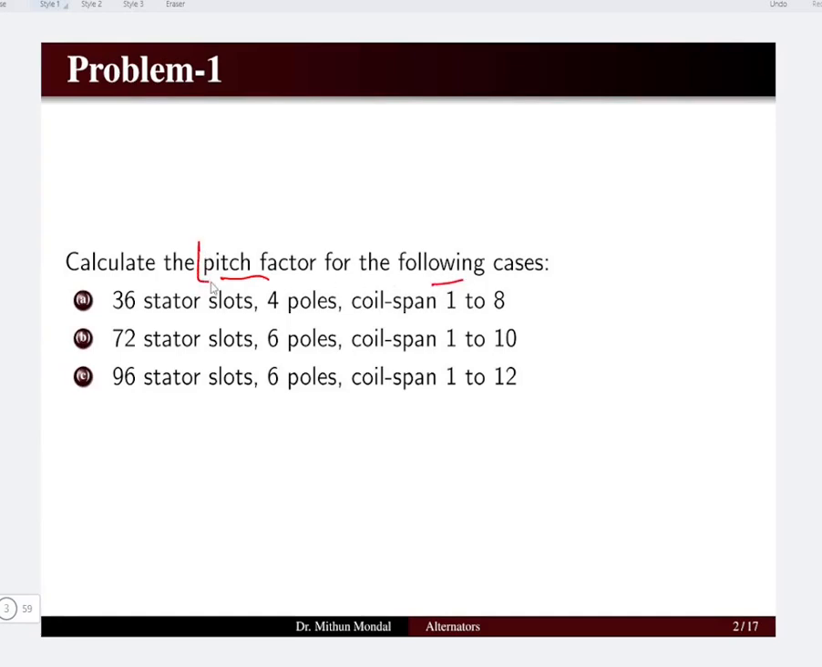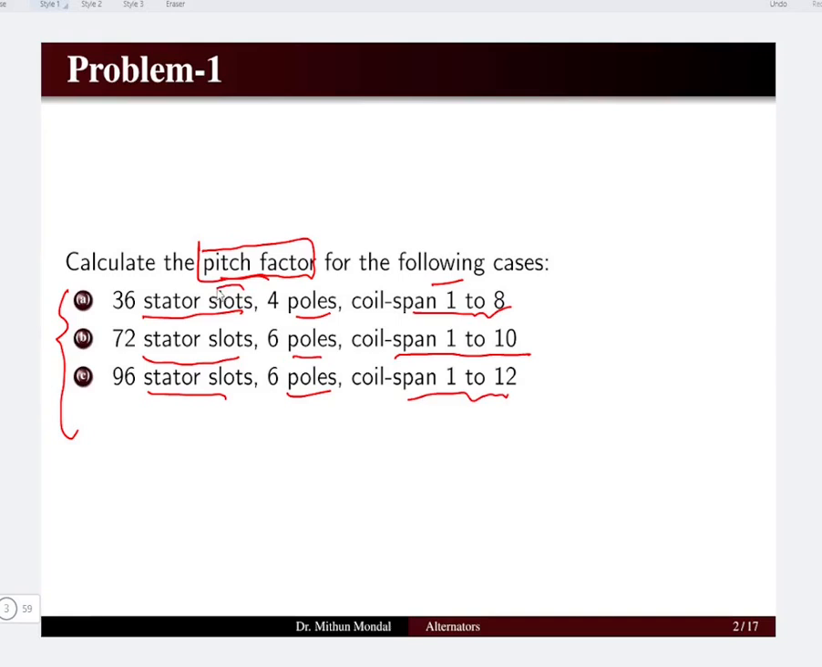So we need to determine the pitch factor when the construction of the alternators is given to us. The construction of the alternator falls under 3 categories: 36 stator slots, 4 poles, and coils spanning from 1 to 8. The second one is 72 stator slots, 6 poles, coils spanning from 1 to 10, and 96 stator slots having 6 poles, coil span 1 to 12.